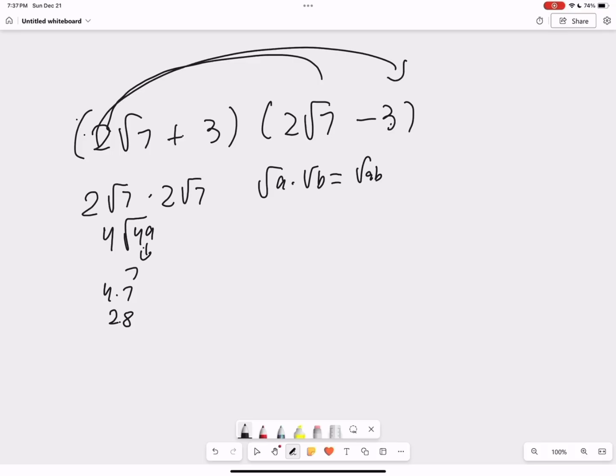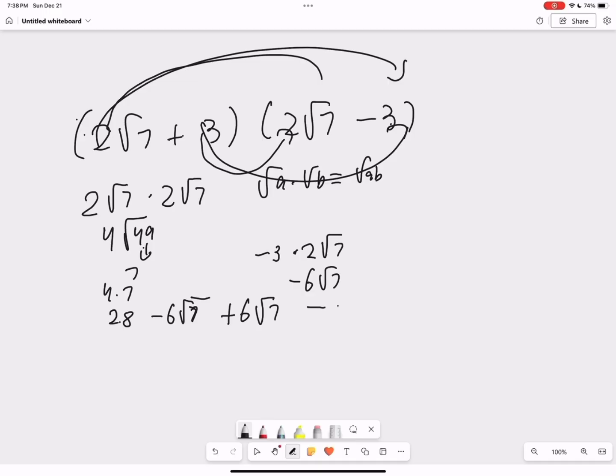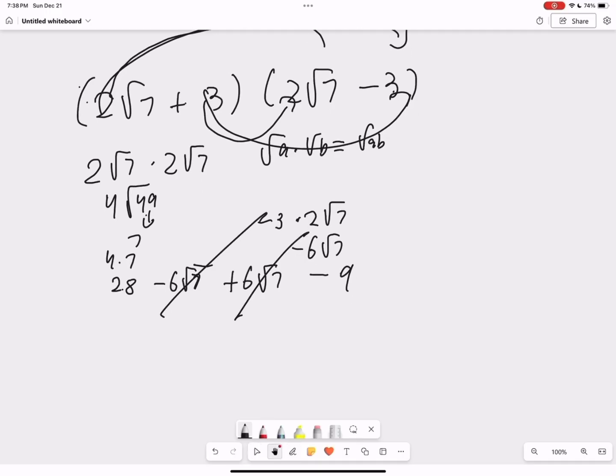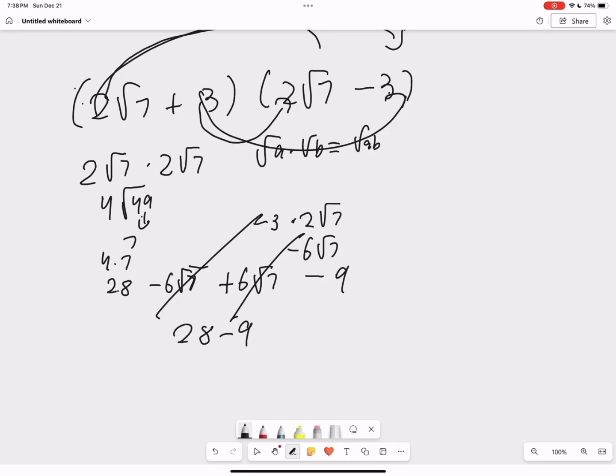Outer: negative 3 times 2 times the square root of 7, which is negative 6 root 7. Then the inner terms, which is positive 6 root 7. Then the last term, which is negative 9. So these cancel out because they add to 0, and we just get 28 minus 9, which is 19.